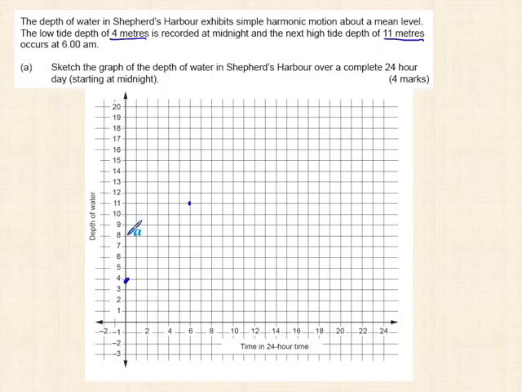So 1, 2, 3, 4, 5, 6, 7, 1, 2, 3 and a half. The mean level would be around 7.5. So I'm just going to put that in like so. So it goes down 3.5 and up 3.5 from there. So simple harmonic motion, we know it's nice and symmetric. So the next low should be at 12. The next high would be at 1800. And then the next low would be at 24.